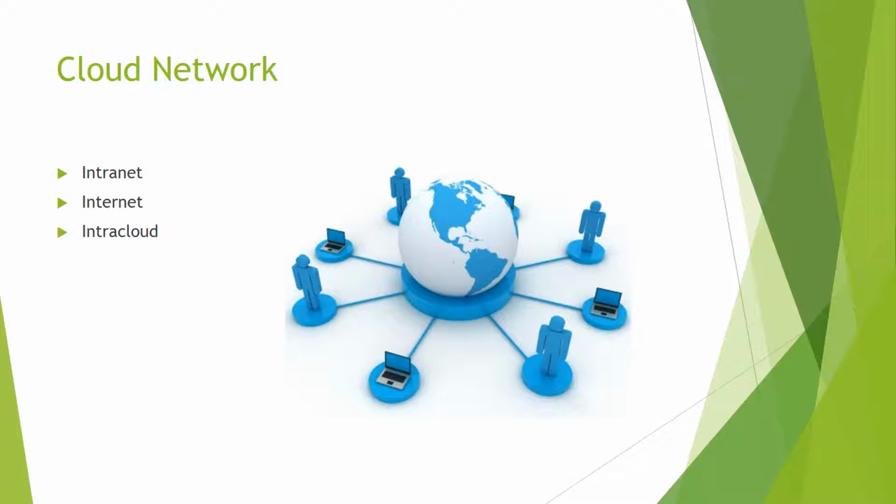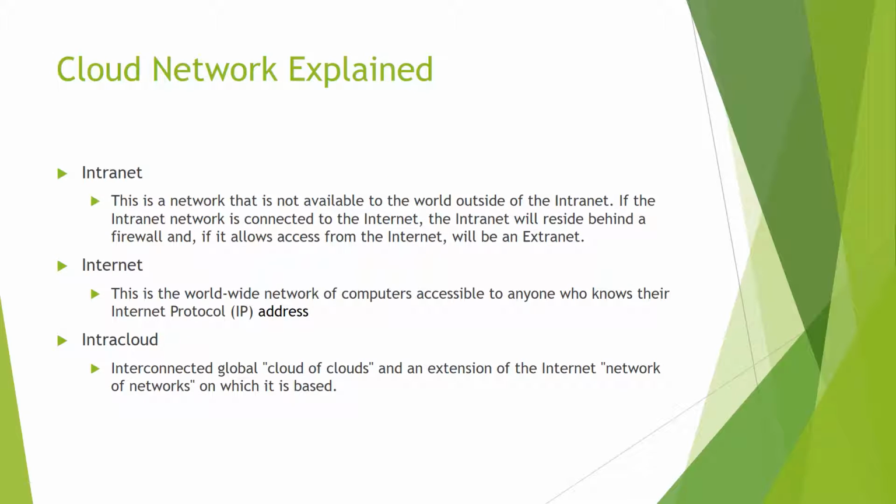The three main categories of network used by clouds are the intranet, internet, and intracloud. The intranet is a network that is not available to the world outside of the intranet and is essentially restricted within an organization. The Internet, however, as we all know, is a worldwide network of computers accessible to anyone who knows their IP address. Intracloud is an interconnected global cloud of clouds and an extension of the internet.